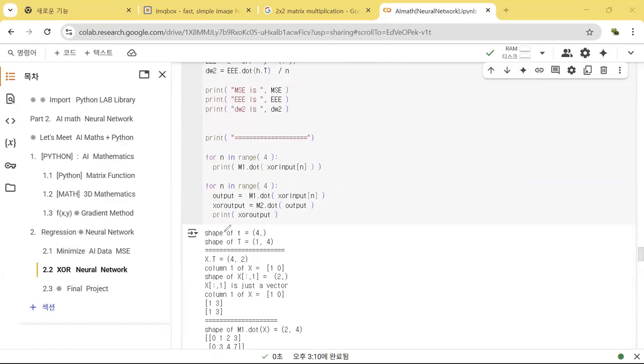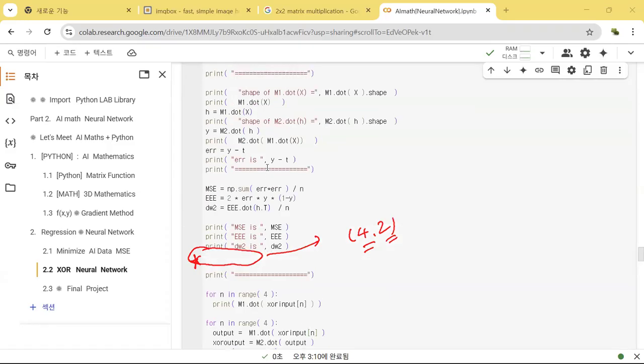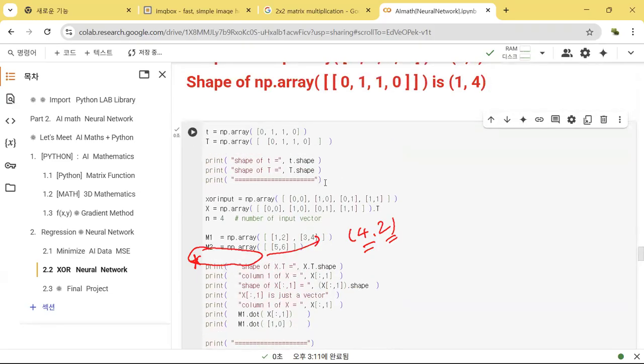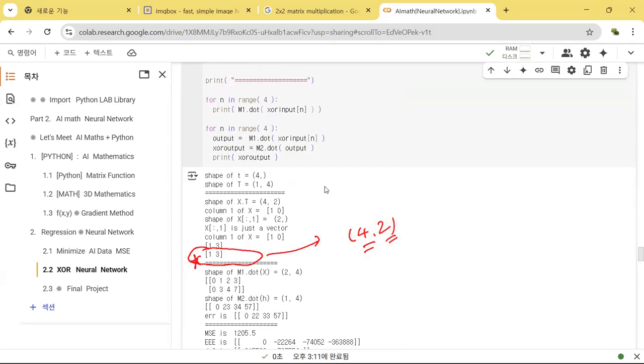Okay, from here, this one. X transpose 1. The shape of this one is 4, 2. That is a 4 by 2 matrix. So sometimes it's better to write the shape in front of X transpose so that we can read. So from here, sometimes let this be shape of X transpose, okay? Then execute this one, then get this.